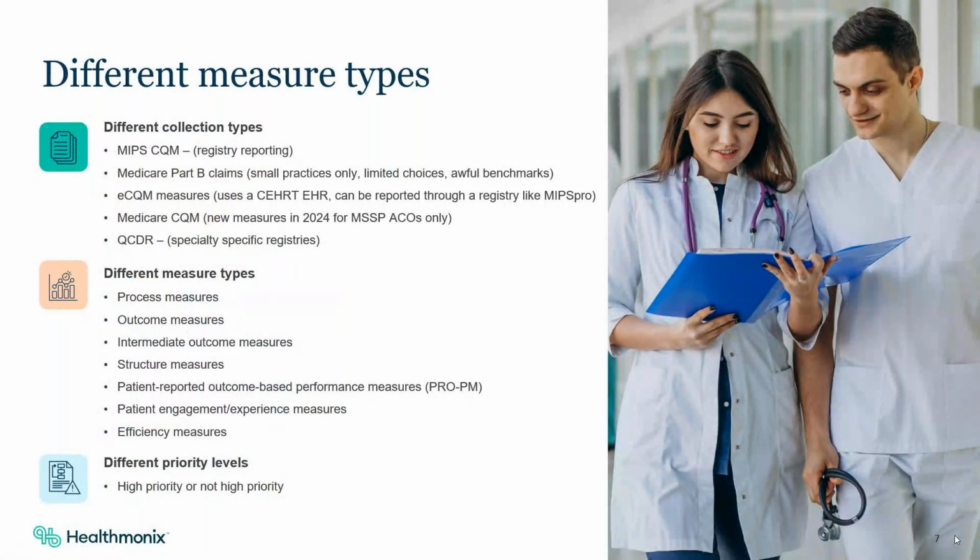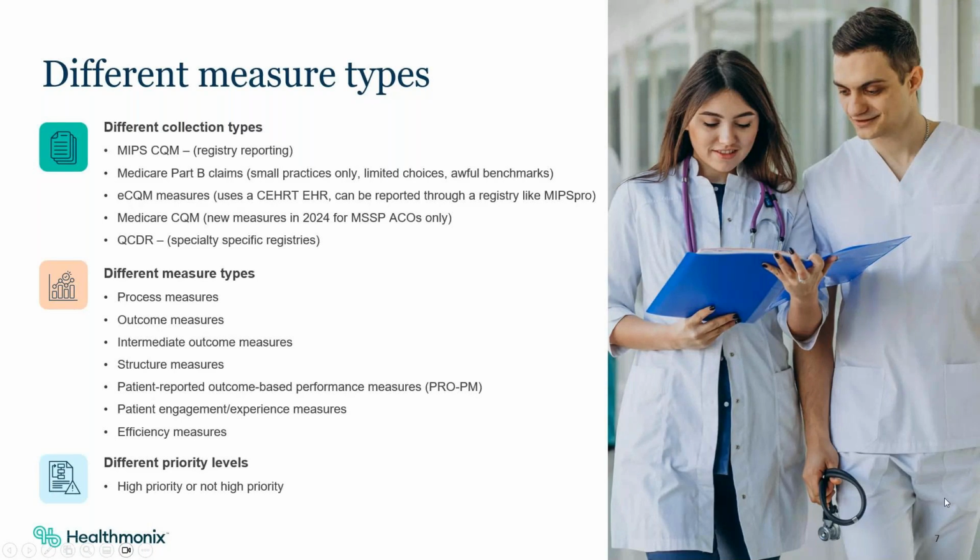So there are a bunch of different measure types. Here at HealthMonix, the types that we particularly are focusing on are MIPS CQMs, eCQMs, Medicare CQMs, and QCDRs. There are Medicare Part B claims measures still out there. However, these are only for small practices. There's very limited choices, and the benchmarks are simply awful. So we definitely try to steer people into registry reporting.